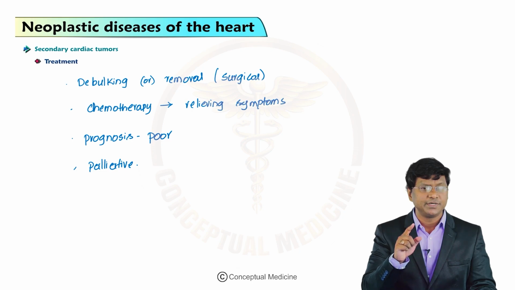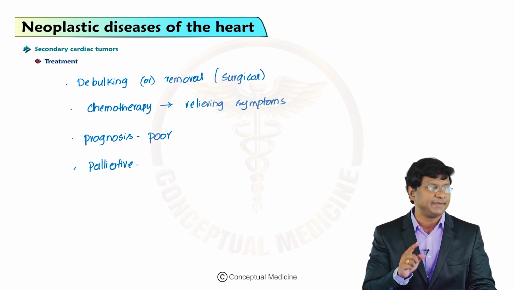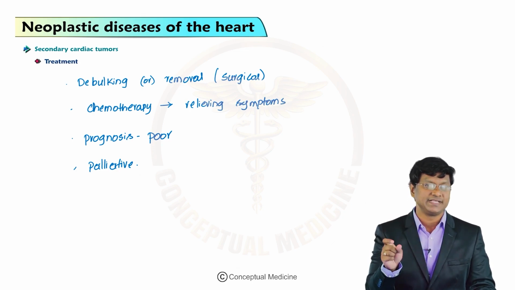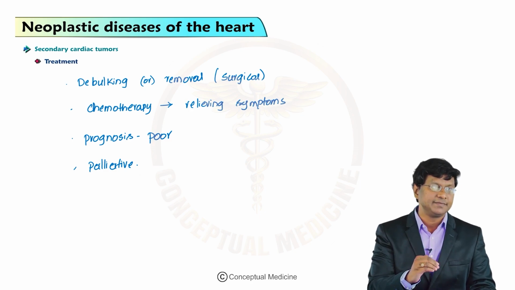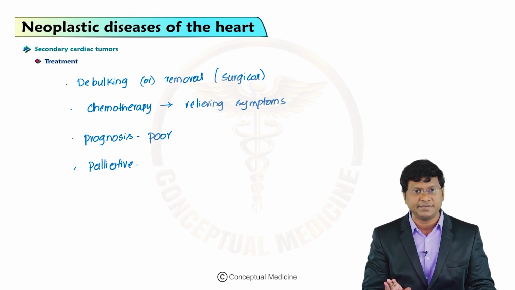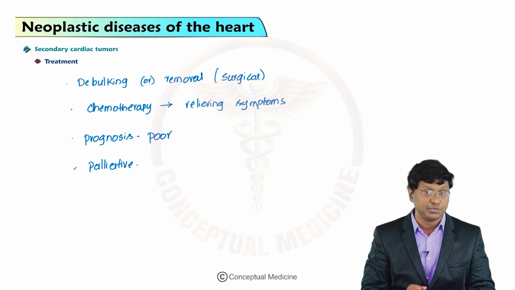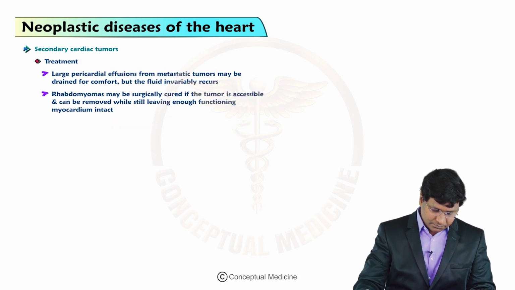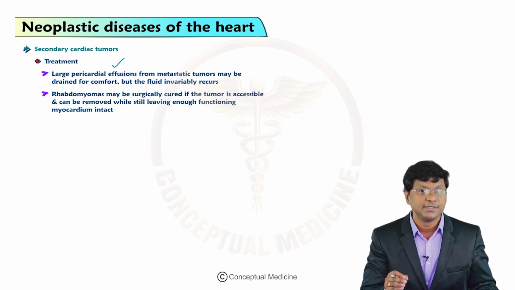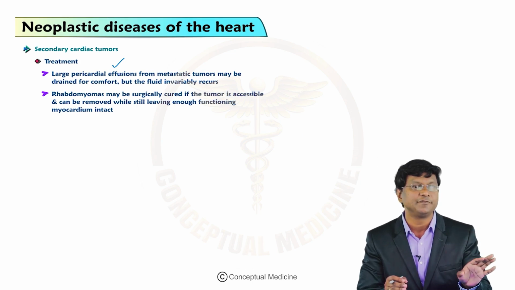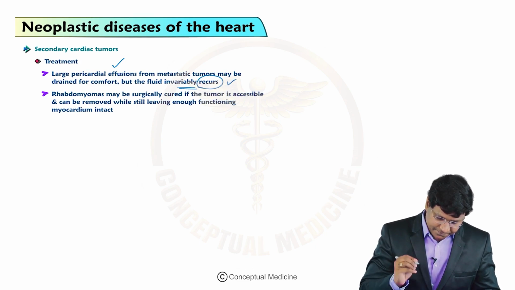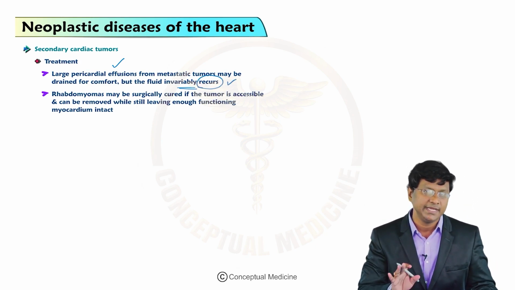Now regarding the secondary tumor, I have taught you about the development of the pericardial effusion. Especially the tumors of the lung or breast may invade the pericardium and result in very large pericardial effusion, where there will be accumulation of fluid within the pericardium. In such a case, what will you do? Large pericardial effusion from metastatic tumors may be drained for comfort, but the fluid invariably recurs.